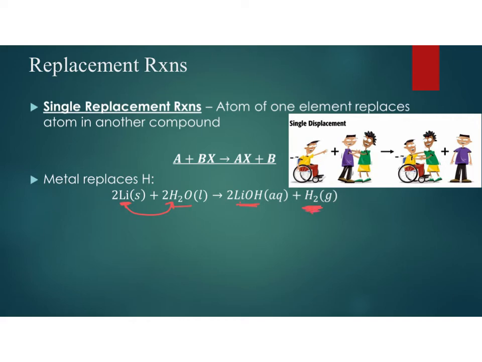Now in this case, hydrogen, remember, is a diatomic molecule, so it will not appear by itself, and that's why I have an H2. And then we would go ahead and balance the equation like normal.